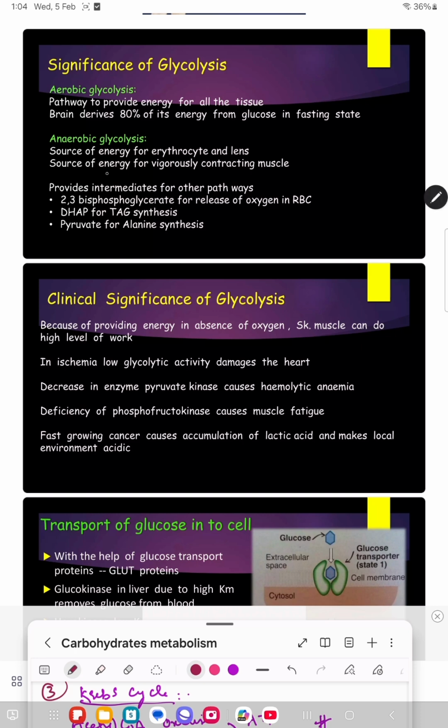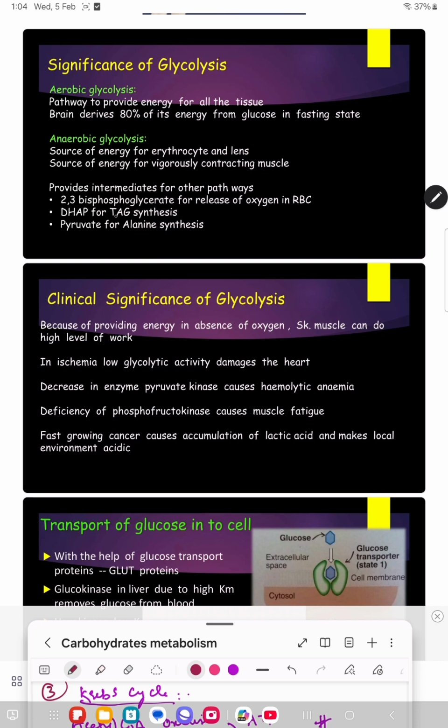This is also the source of energy for vigorously contracting muscles. You know very well that when you exercise very heavily, you feel short of oxygen. In that way the anaerobic glycolysis pathway works, meaning there is formation of lactate in the muscles. It also provides intermediates for other pathways, that is 2,3-bisphosphoglycerate for release of oxygen in RBCs. We will discuss this in the next slide.